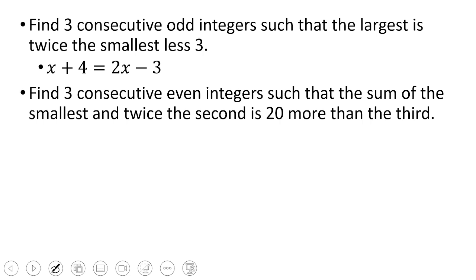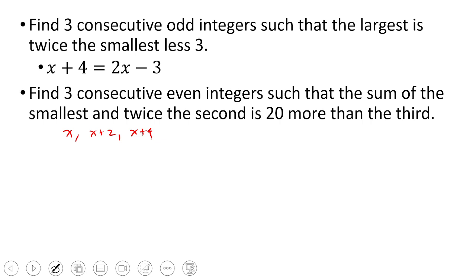Next, we have: find three consecutive even integers such that the sum of the smallest and twice the second is 20 more than the third. So we have three consecutive even integers. So again, we will have x, x plus 2, and x plus 4. So please don't be confused. Even if we have consecutive odd or consecutive even, the increment is always plus 2, plus 4.